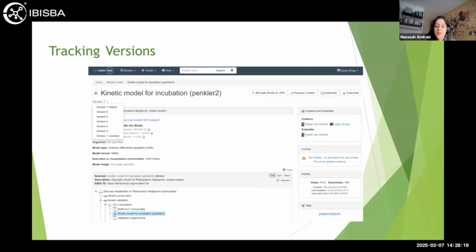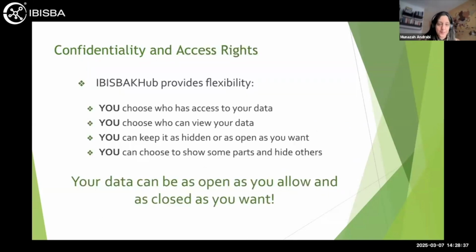So there are multiple versions of it, because sometimes when we're doing experiments and analysis, we keep changing parameters, or we keep changing the instruments. So we can have multiple versions, and we don't want to lose the whole trail of the other versions that we were using. So IBISBA Knowledge Hub allows you to keep track of all the versions that you have created.